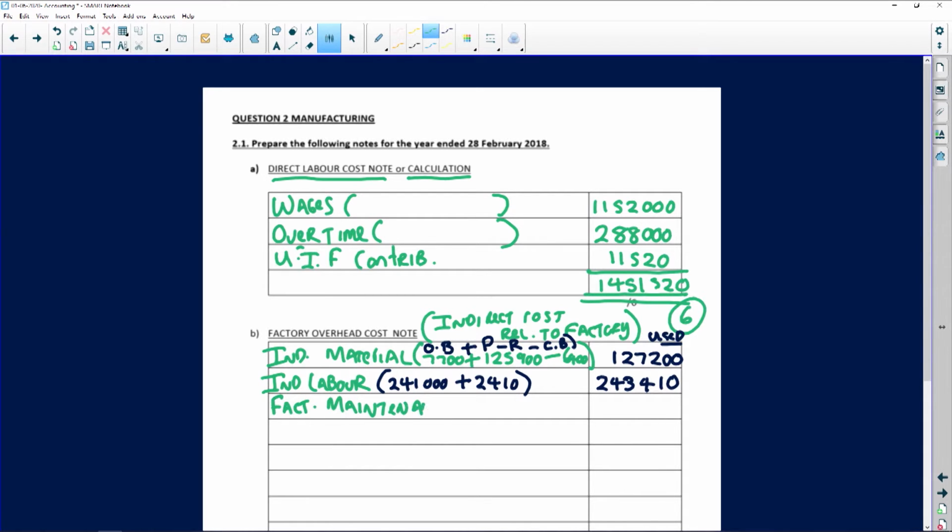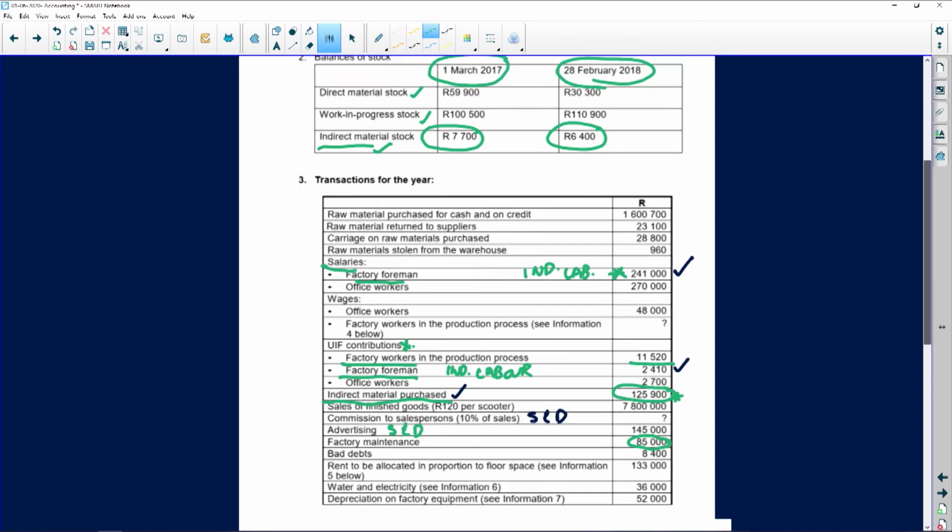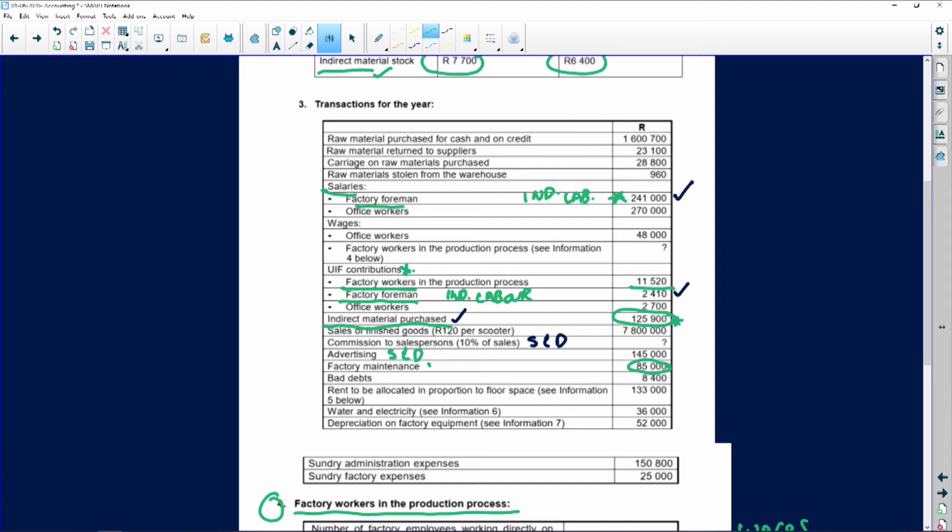Okay, so factory maintenance, no calculation required. It was given to me as 85,000. Okay, so easy. Right, and if we look further down, okay, so done with factory maintenance. Now we're coming across bad debts.